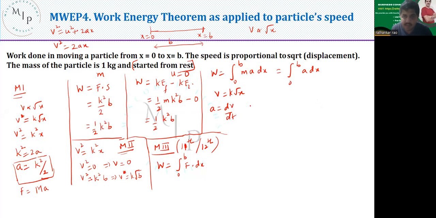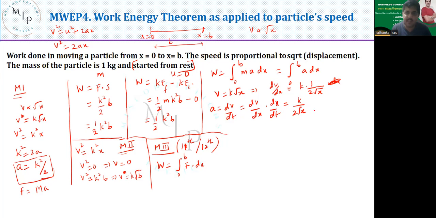Now I can write this as dV by dx into dx by dt. Now, what is dV by dx? Differentiate this with respect to x, which means that dV by dx is equal to k into 1 by 2 root x. So I will just substitute k by 2 root x for dV by dx, into what is dx by dt?